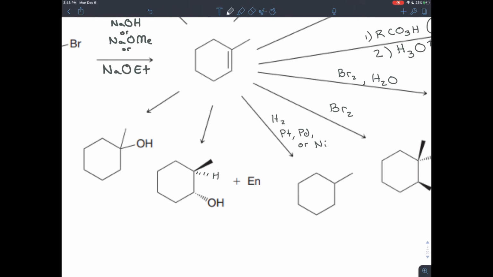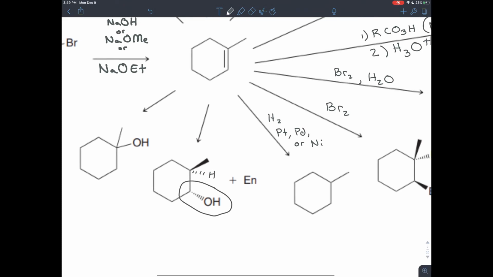There's only one way that you know to make anti-Markovnikov addition of H and OH, and that's hydroboration oxidation. So if you ever see the hydrogen add onto the more substituted carbon of an alkene, and the OH add onto the less substituted, then you know you have to do hydroboration oxidation.